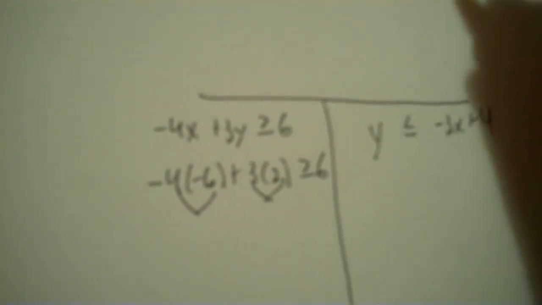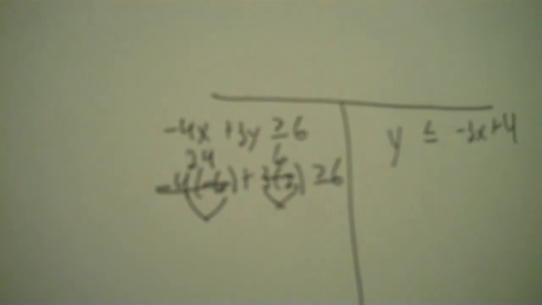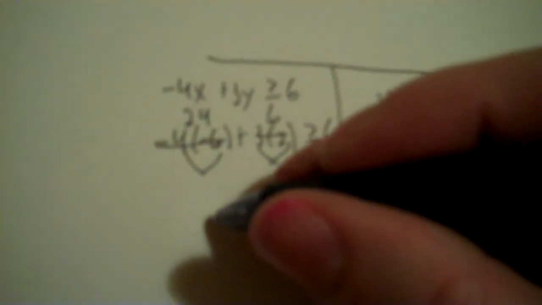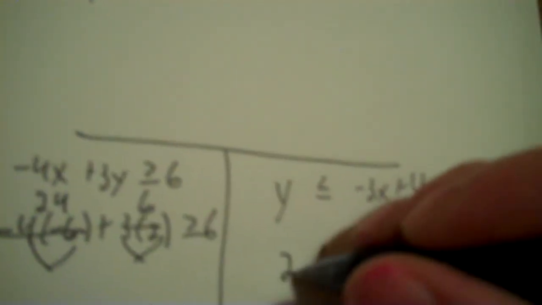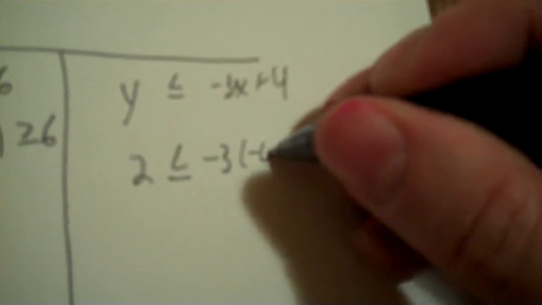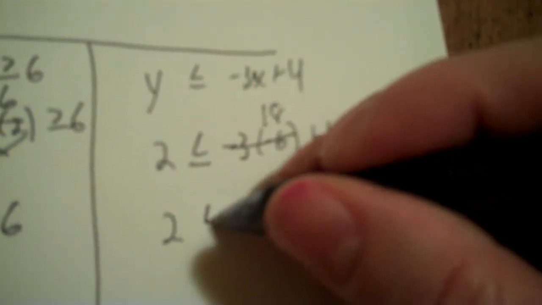Okay, negative 4 times negative 6 is 24. Remember, that's times, and then 3 times 2 is 6. 24 plus 6 then is 30. Well, that's true. How about over here? So y, you have 2, negative 3x, it means negative 3 times negative 6. When you have times, I put parentheses, plus 4. It's 18. 18 plus 4 is 22.